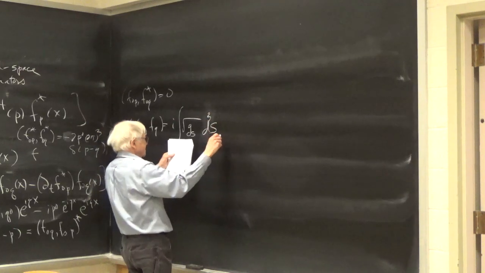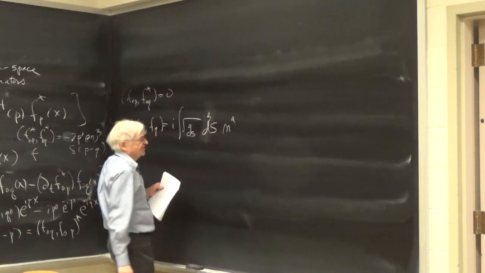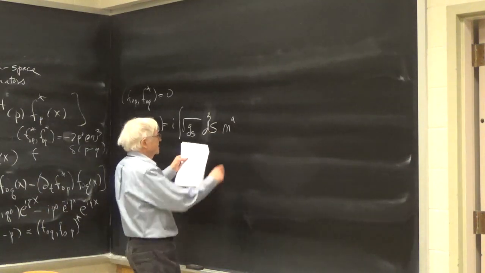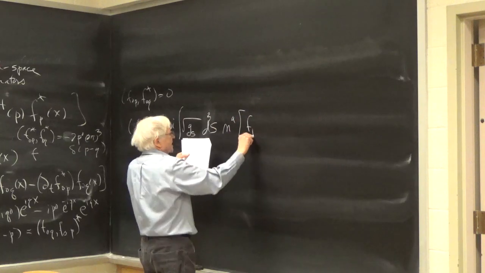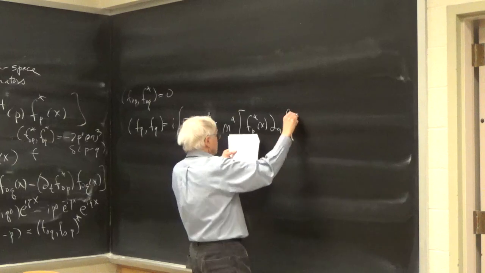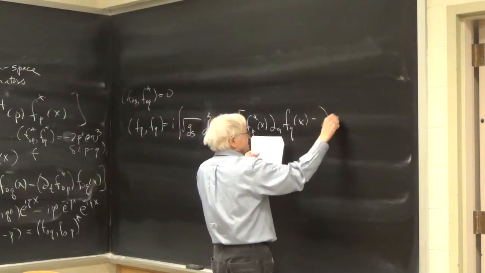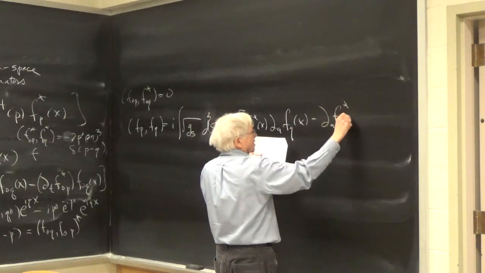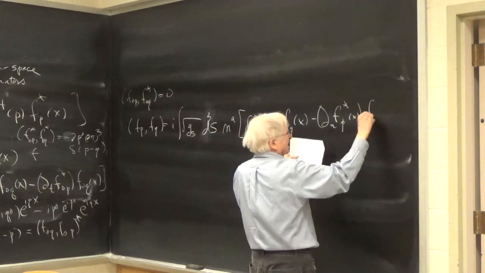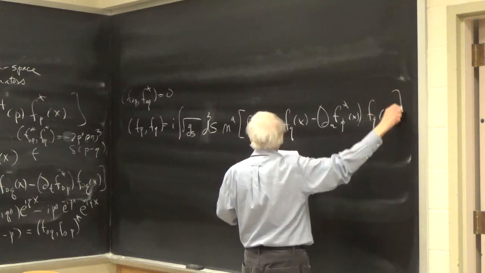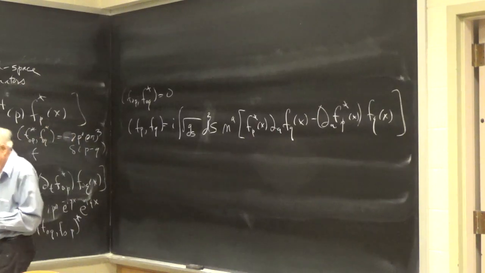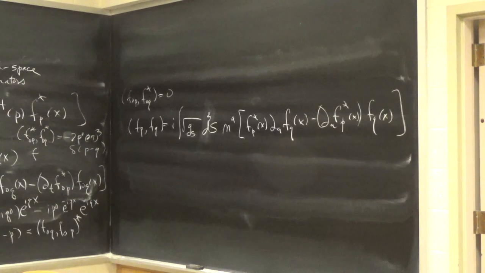D cubed s, and then we have a time-like future pointing vector n, and then we have f_p star of x dA f_q of x minus dA f_p star of x f_q of x. So that's the inner product that imitates this inner product.